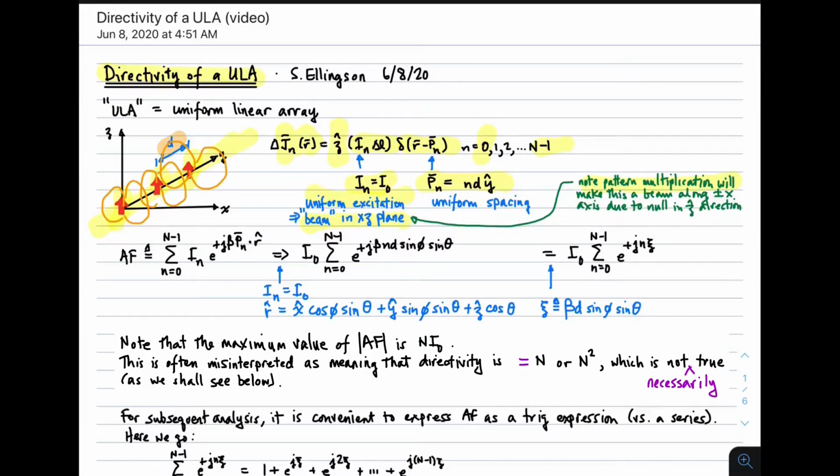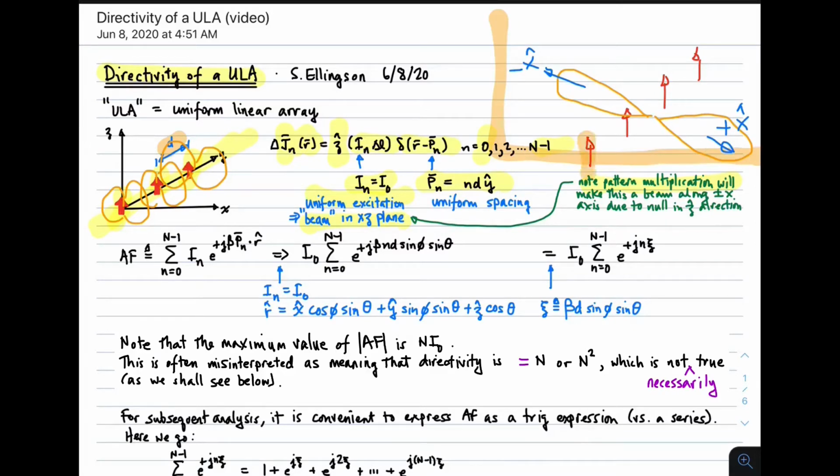Let me draw a picture of that. Okay, here's the picture. Here are the elements. And then the beam has two lobes, one in the plus x hat direction, one in the minus x hat direction. The array factor in general is given by this expression, but we invoke uniform excitation.